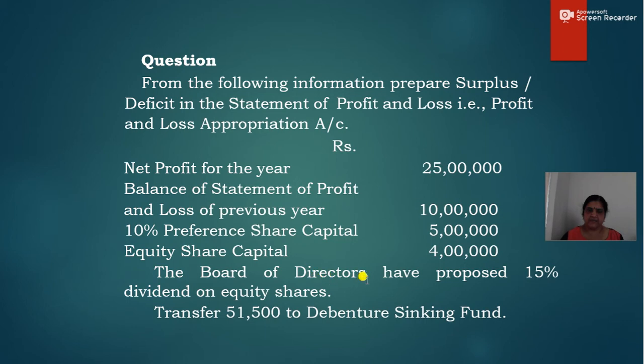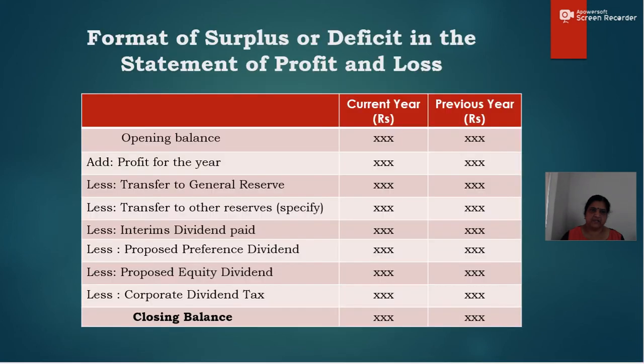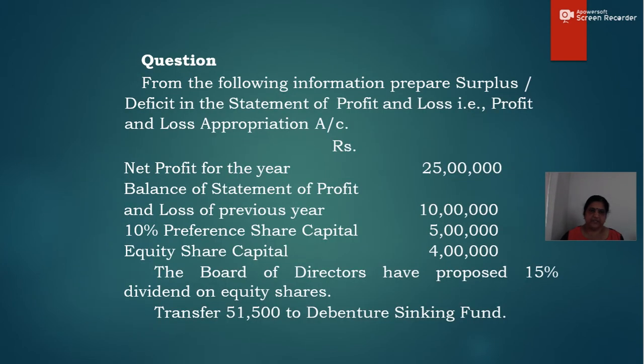The board of directors have proposed 15% dividend on equity shares. Then transfer rupees 51,500 to debenture sinking fund. So this is the question. Then you have to prepare the surplus or deficit according to this format. On the basis of this particular format, you have to compute the surplus or deficit in the statement of profit and loss. So this was the question.